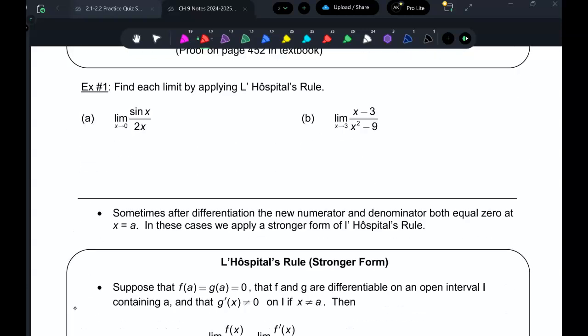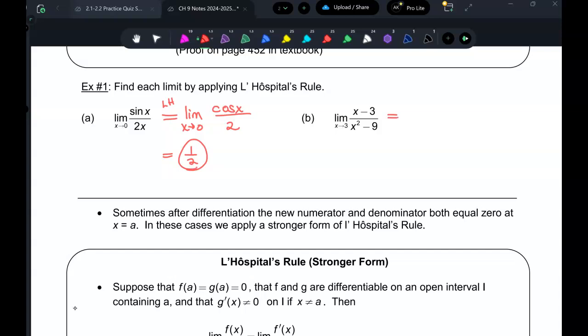So here we have the limit of sine x over 2x. What do we want? Well, it appears that we get indeterminate form when we plug in 0. So that's going to be cosine x over 2. If we plug in 0, we get 1/2.